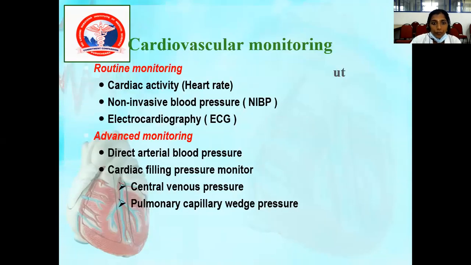So that was about respiratory monitoring. Next we'll go to cardiovascular monitoring. The routine monitoring of cardiac activity is measured by heart rate, electrocardiography, and non-invasive blood pressure. In advanced monitoring, we have direct arterial blood pressure monitoring by invasive lines, or the cardiac filling pressure monitors using CVP and a pulmonary catheter.